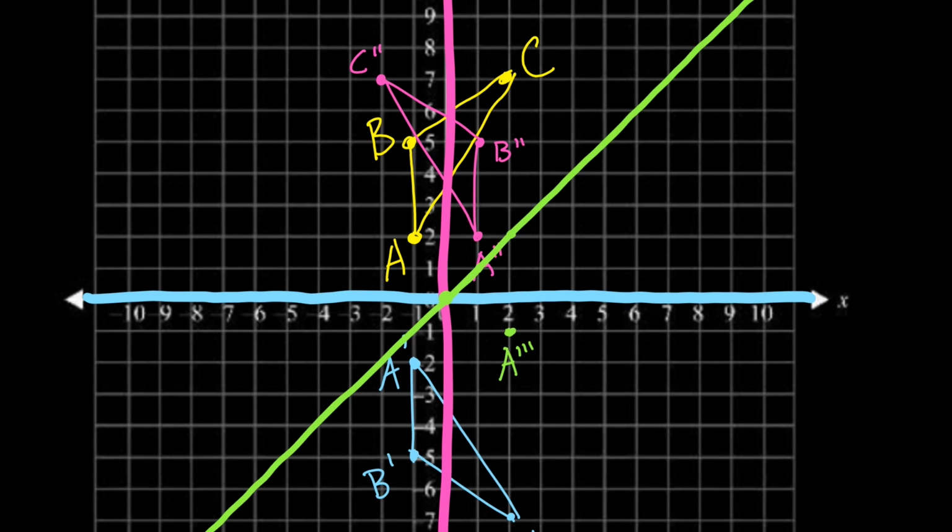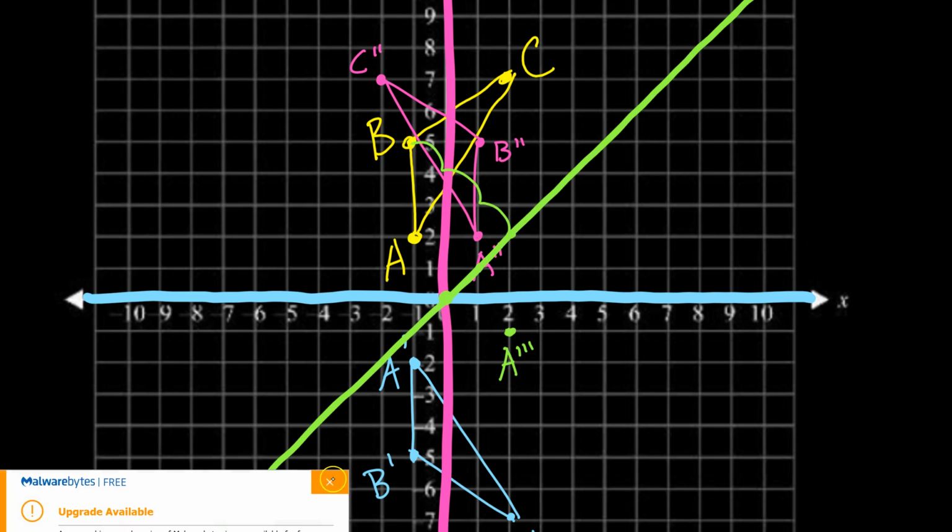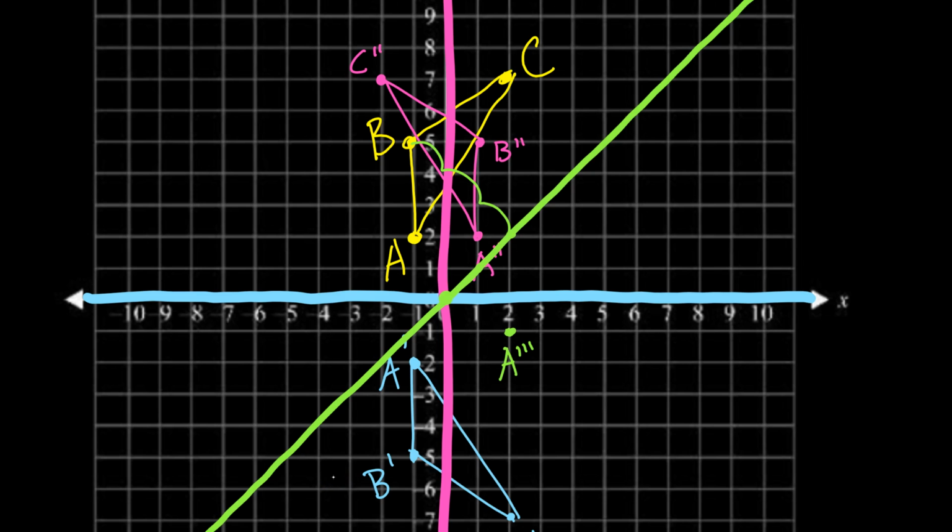I'm going to do 2 more. So how far is B away, diagonally? 3 diagonally. So I move 3. That is B triple prime. And how far is C away? 2 and a half. So I move a half, 1, 2. That is C triple prime.